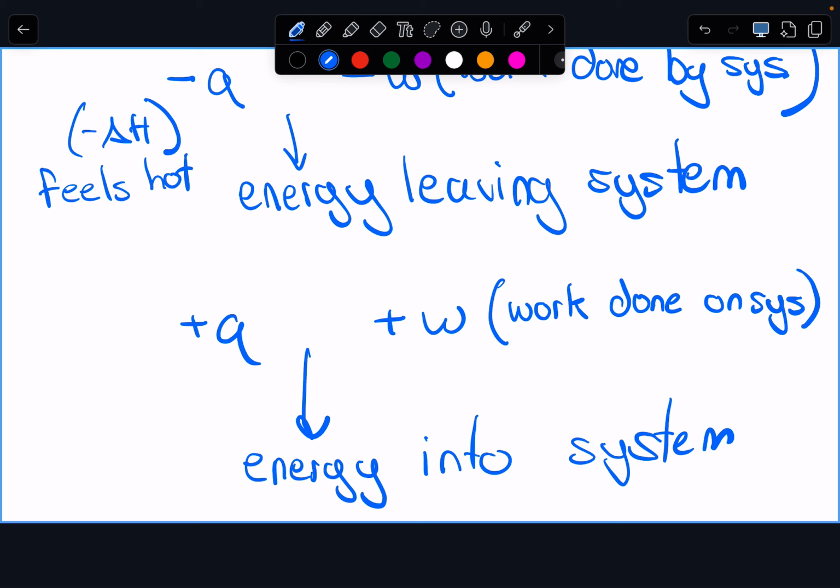With a positive delta H or a positive Q, it's going to feel cold. This one always confuses people because they're like, well, if it's absorbing heat, why doesn't it feel hot? Well, because you're not touching the chemical reaction, you're touching the surroundings. So it's taking heat away from you in order for that increase in potential energy. And in reality, it's not the chemical reaction absorbing heat and leaving it as heat, it's absorbing heat and turning it into potential energy.